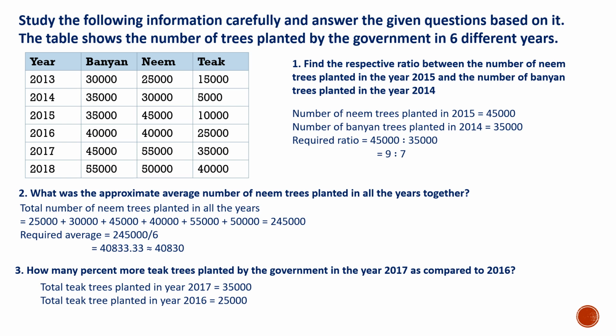Then we have to divide the difference by the number of trees in 2016. So in order to find the percentage, divide the difference by the total number of trees in the year 2016 and multiply by 100. So that will be 10,000 divided by 25,000 multiplied by 100. So 40%.